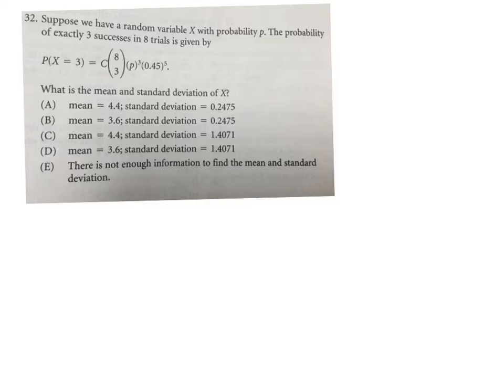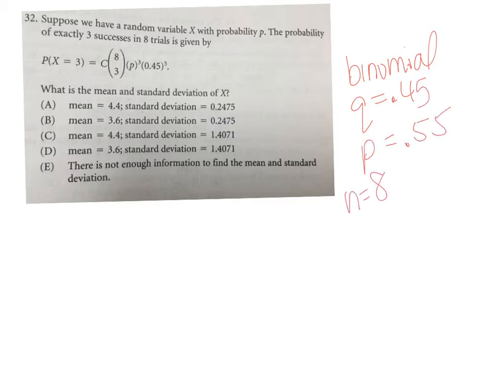Okay, suppose we have a random variable x with a probability p, and the probability of exactly 3 successes in 8 trials is given by C, the combination of 8 choose 3, p to the 3rd, 0.45. What is the mean and the standard deviation of x? So in order to do that, we need to find p. It looks like a binomial model. That's the binomial equation. So if q is 0.45, that means p is 0.55, and we have n is 8. So what's the mean and the standard deviation?